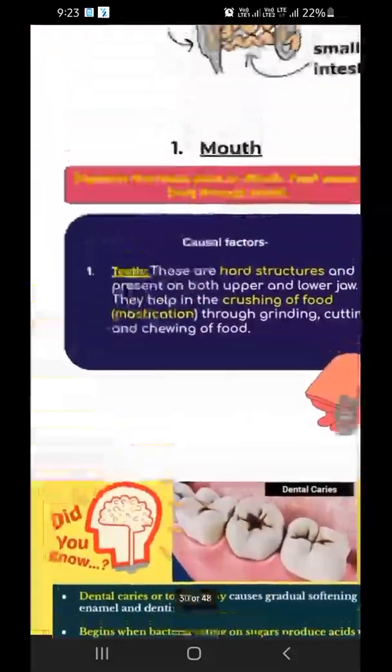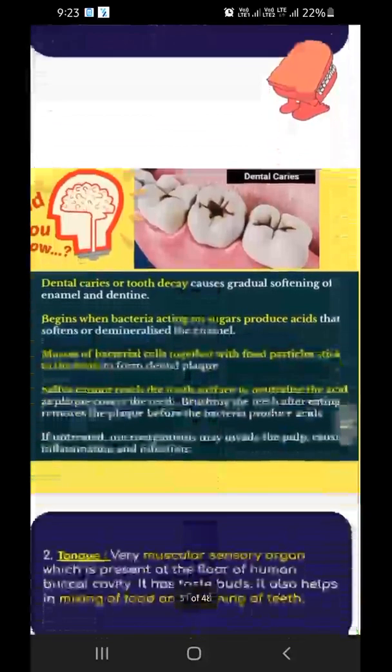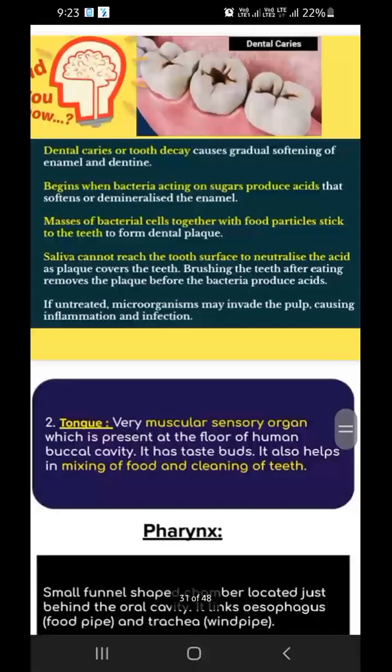The second causal factor is the tongue; the first one was teeth. It is a very muscular sensory organ present at the floor of the human buccal cavity, the mouth, and it has taste buds. Taste buds sense sweet, sour, spicy, meetha, khatta, like that. It helps in mixing of food and cleaning of teeth.